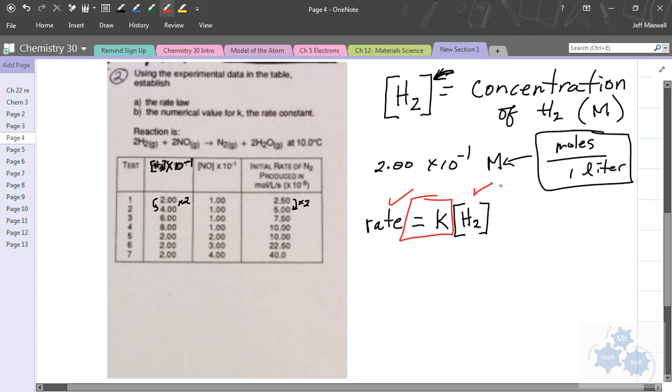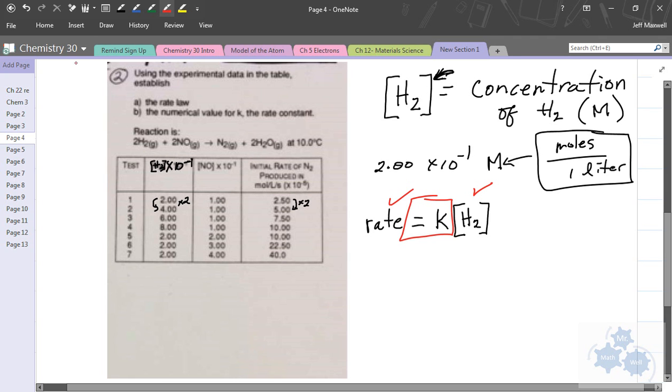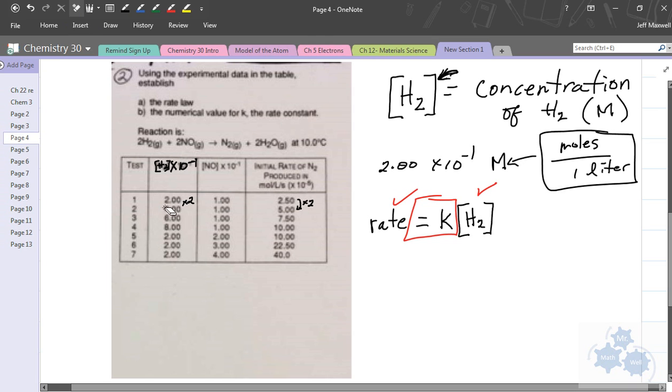Can you see that from the chart so far? Doubling the hydrogen concentration doubles the rate. You good? Yeah? Okay. So just for clarity here, I'm going to erase this. You don't have to on yours, but now let's look at something else. Well, actually, we could check this.